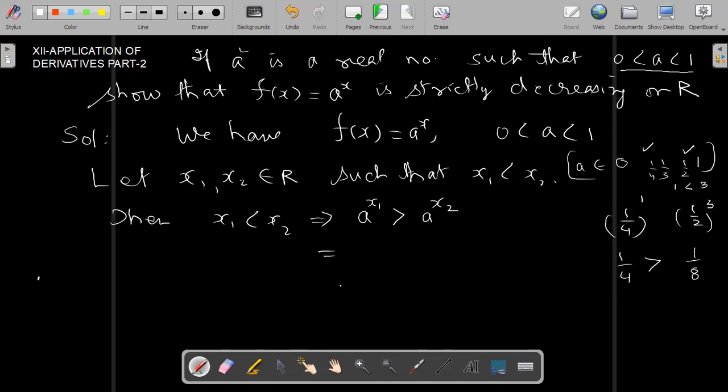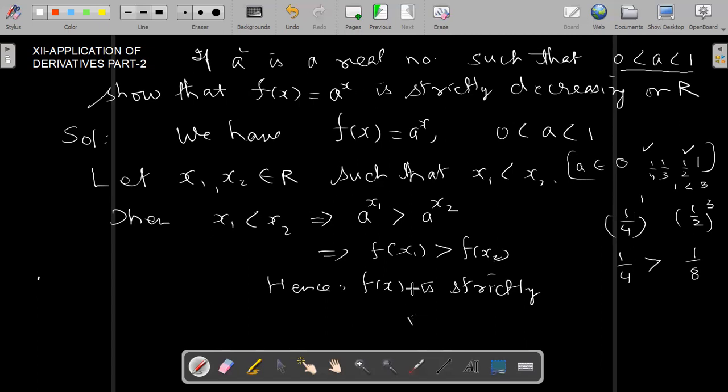So that means this implies that f(x1) is greater than f(x2). Hence f(x) is strictly decreasing on R.